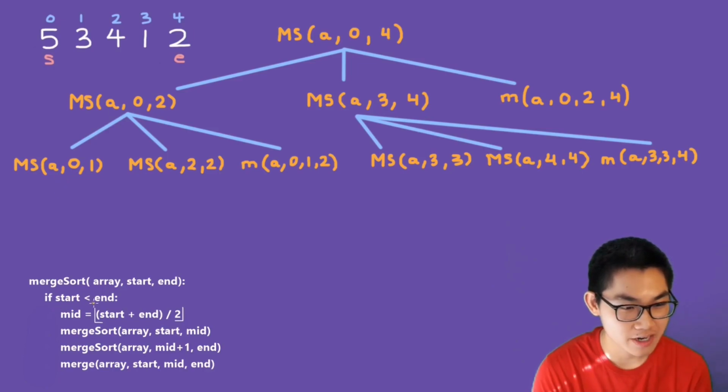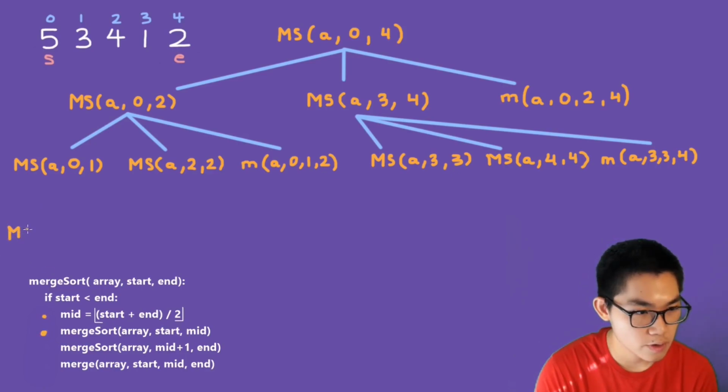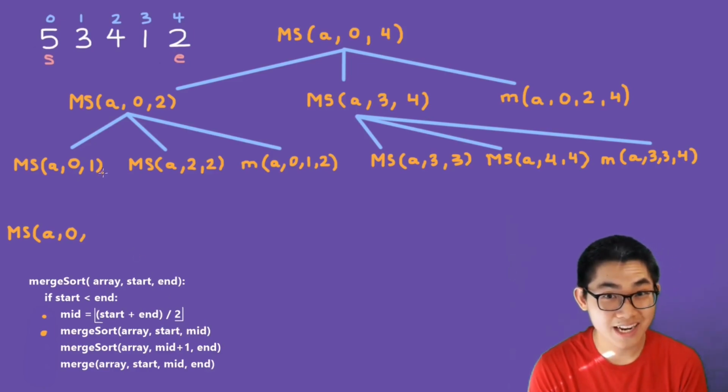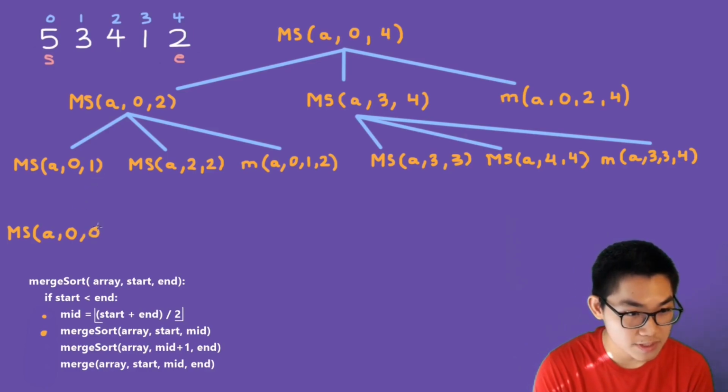Then we will do the merge sort for this one. So is the start less than the n? Yes, because 0 is less than 1. We calculate the mid, and then we do the merge sort. So we get merge sort, and then we pass in the array. The start will be 0. And how about the mid? Well, 0 plus 1 is 1. 1 divided by 2 is 0.5, and you round down, so you get 0. So the mid will also be 0.